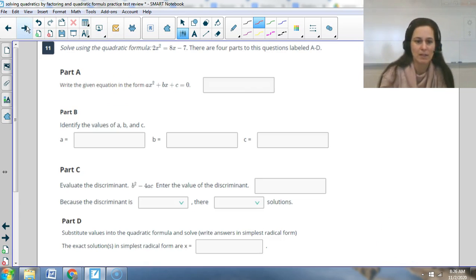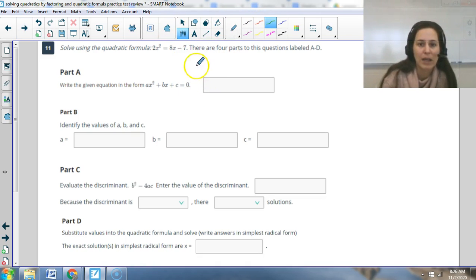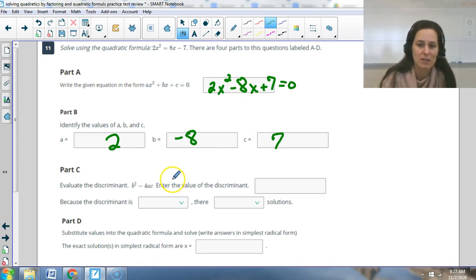And then finally the last one. We have to rewrite that in correct standard form. So it'd be 2x squared minus 8x plus 7 equals 0. And it doesn't matter if you put where a is positive or a is negative. It should have taken either answer. So in this case, a is 2, b is negative 8, and c is 7.